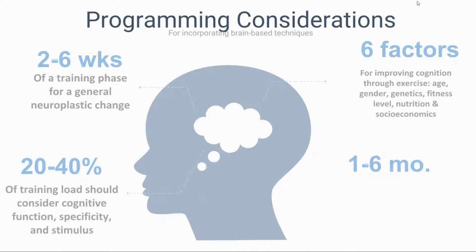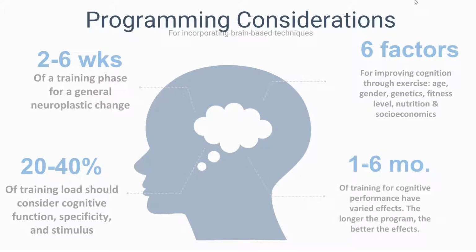And then 20 to 40% of your workout should consider having cognitive function, specificity, and cognitive stimulus. I'm not saying all of your workouts should be this, because we want a variety of things, but you should consider at least starting this out, 20 to 40% of your workout, integrate play, integrate flow, integrate mindful movement, integrate cognitive specificity and stimuli. And then 1 to 6 months of training for cognitive performance has varied effects, but the longer the program, the better the effects.